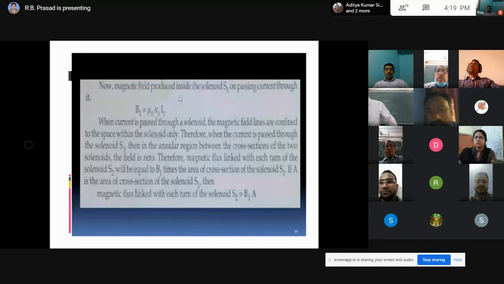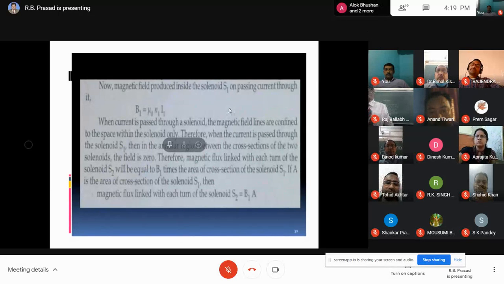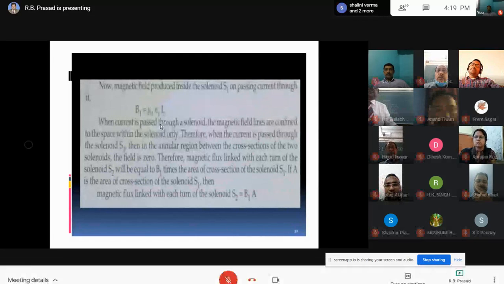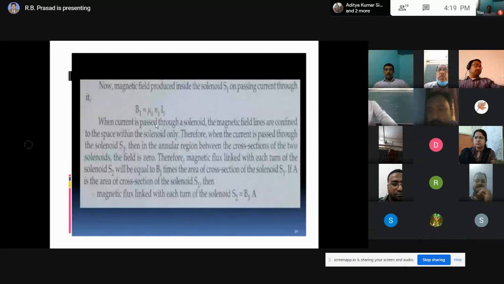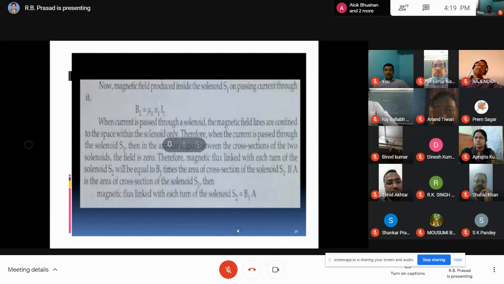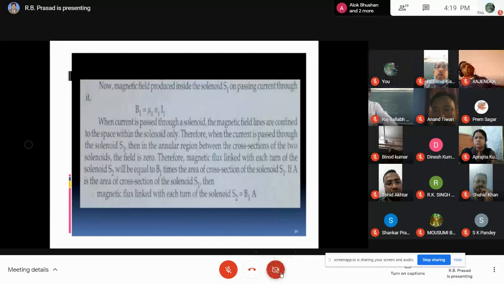Now, the magnetic field produced inside solenoid S1. What is the theme behind it? We have to calculate the total flux produced in the primary, and we will consider that all the flux produced in the primary will link up with the secondary, because both are coaxial and wound over each other.